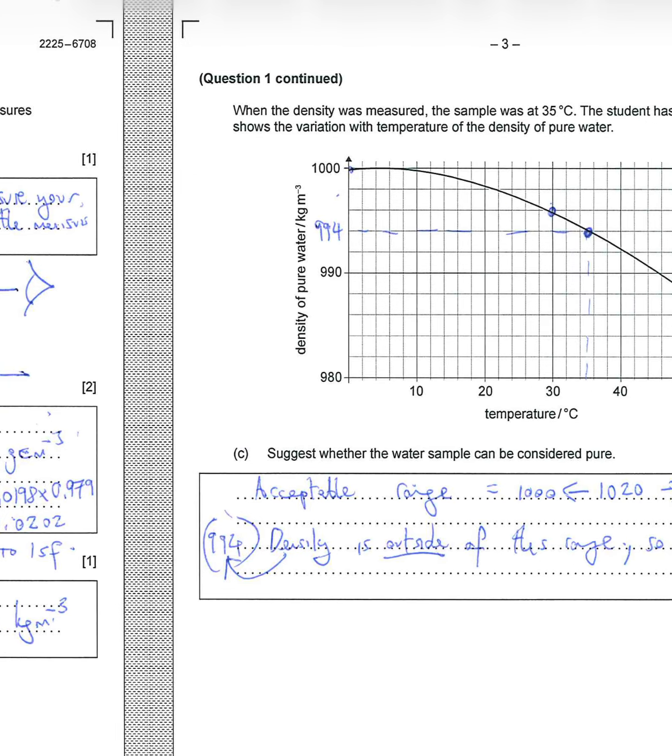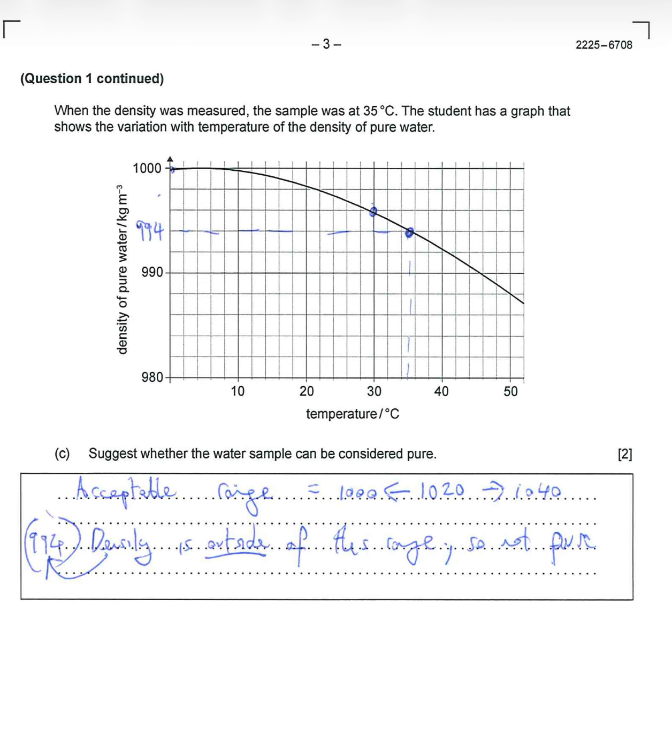So it says here, when the density was measured, the sample was at 35 degrees. The student has a graph which shows the variation of the density of pure water with temperature. So we're looking at density on the y-axis and temperature here. And we're being asked to suggest whether this sample is pure. I think it's quite a good question. I think a lot of students would maybe struggle with it, but once you see the answer, hopefully you understand what's going on here. First thing to do is to identify that at 35 degrees, we've got a density of around about 994.